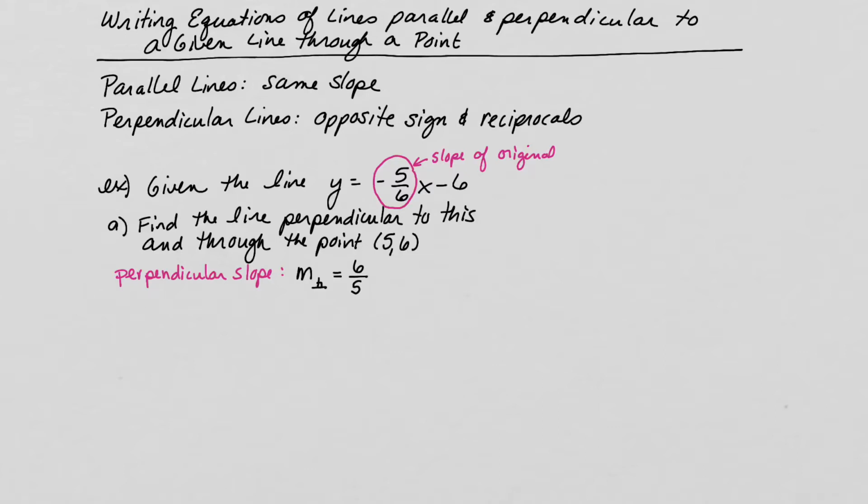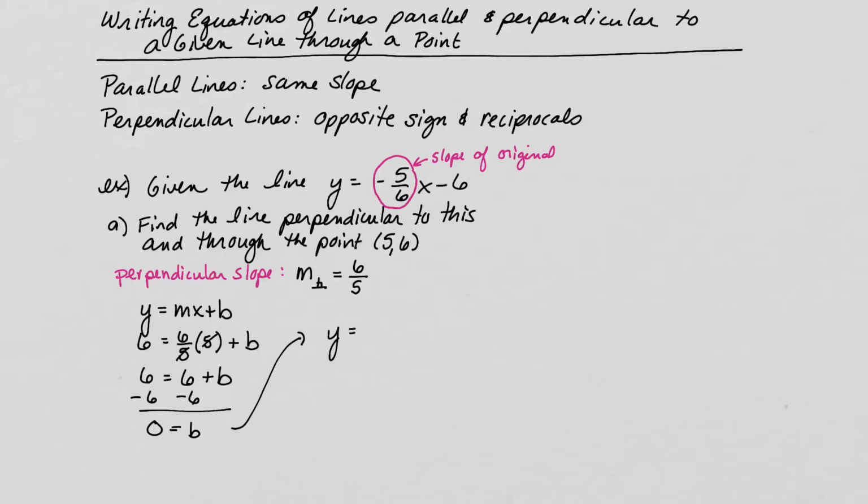And then I have my point, so I'm just going to plug that into y equals mx plus b. So 6 is going to be 6/5 times 5 plus b. So 6 is equal to, here the 5's cancel, 6 plus b. Subtract 6 from both sides. In this case, b turns out to be equal to 0. So when I go to write the equation of the line, I have y equals mx plus b, and I plug in for m and for b. So y is going to be equal to 6/5 x plus 0. We don't have to write that plus 0 part, so we can simplify this as just 6/5 x.